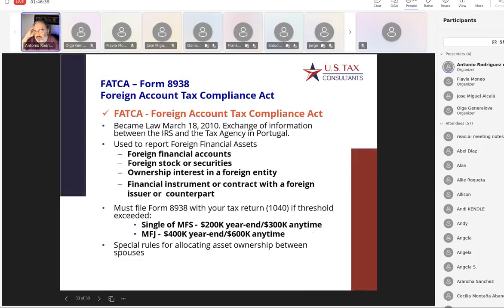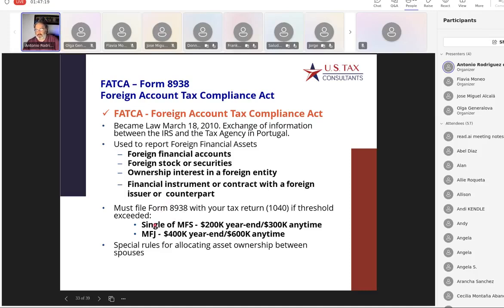Okay, this is the FATCA, the 8938, which is what I told you before, which is just a report. It's a report that we have to include in the 1040, which we have to include since 2010. And then it's to report financial accounts, foreign stock and securities, interests in a foreign entity, financial instruments and contracts. So every financial account that you might have, you have to report it in 8938.